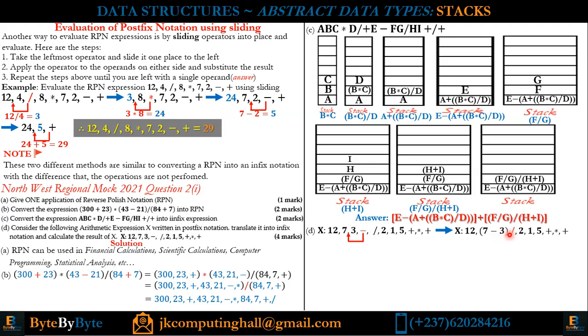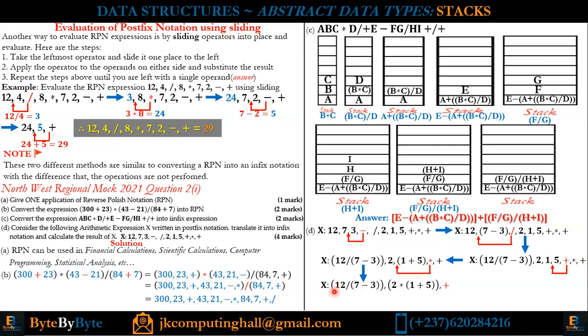Now I have my division. Division enters, so I'm going to get 12 divided by 7 minus 3. The next leftmost sign is addition, which enters in between 1 and 5. So this is what I'm going to get. As it enters here, I have all of this. Then I have 2. Then 1 5 plus is replaced by 1 plus 5. The next one is multiplication, which enters in between 2 and this bracket. So I'm going to get all of this. Then these 3 are replaced by what we are seeing here. The final one is addition. So my result is 12 divided by 7 minus 3, all that plus 2 times 1 plus 5. That is the infix expression.